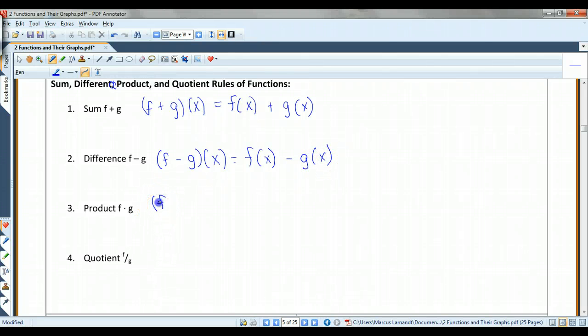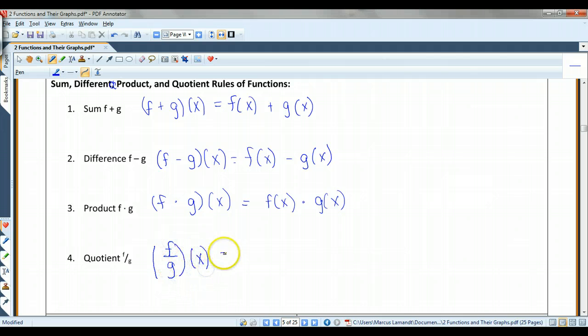And when you multiply them, this is the same as F of X times G of X. And if you divide them, same thing once again. Of course, if you divide them, then G of X cannot equal 0. Okay?